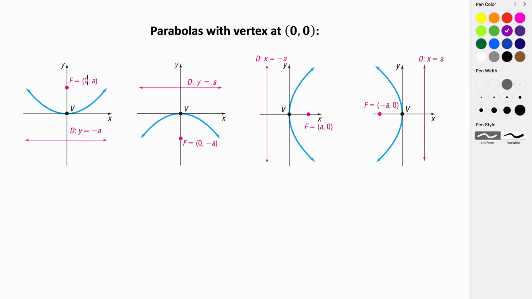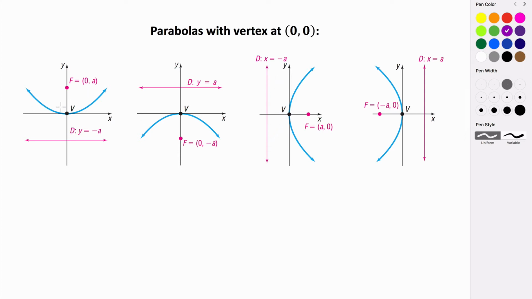This point F here is called the focus. And this line down here is called the directrix. The focus is a units away from our vertex, and the directrix is the same distance from our vertex as the focus, but in the opposite direction. It's always a horizontal or vertical line. If our parabola opens up or down, it's going to be a horizontal line. If it opens left or right, it's going to be a vertical line.